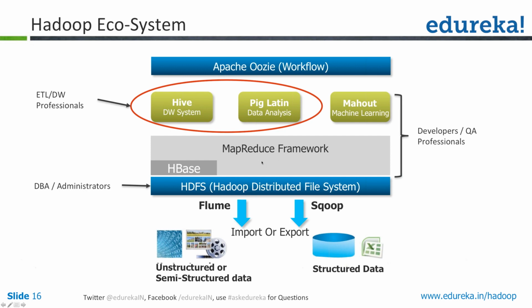And the MapReduce framework is where all your developers and QA professionals can get into. So that's where the opportunity lies. Whether you're from the Java background, or the Python background, or the .NET background, this is where you can get into. And if you're from the QA background, this is where you will be working mostly.